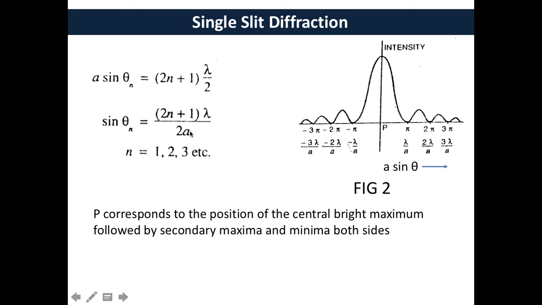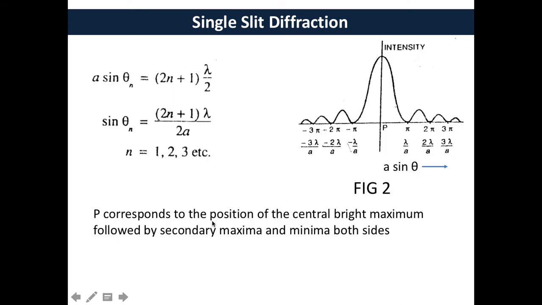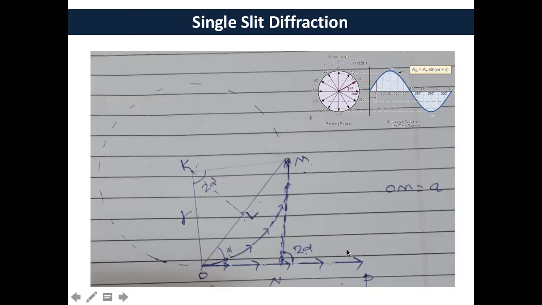for this condition, and the P corresponds to the position of central bright maximum followed by the secondary maxima and minima on both sides.